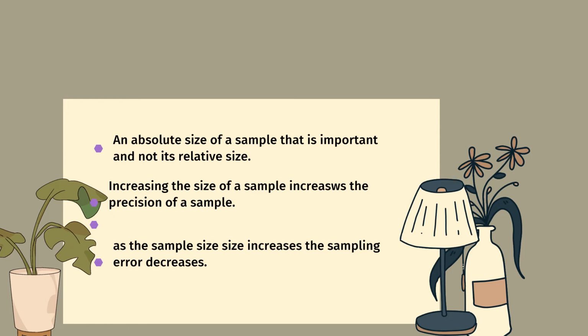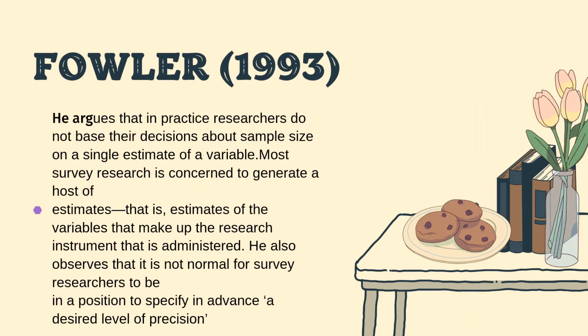An important component of any decision about sample size should be how much sampling error is acceptable. According to Fowler 1993, he argues that in practice researchers do not base their decision about sample size on a single estimate of a variable. Most survey research is concerned to generate a host of estimates, estimates of the variables that make up the research instrument that is administered.